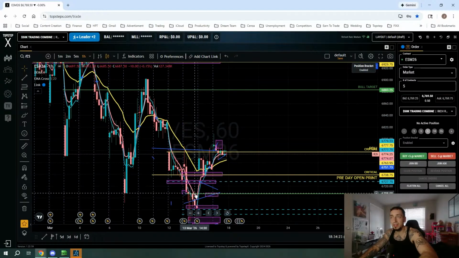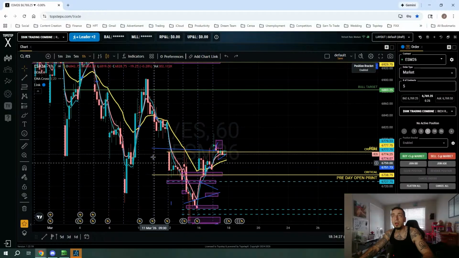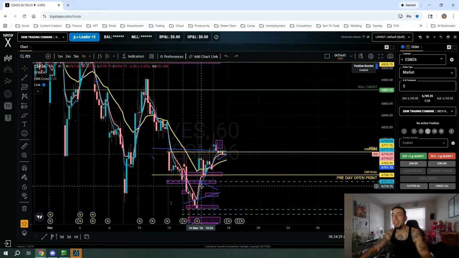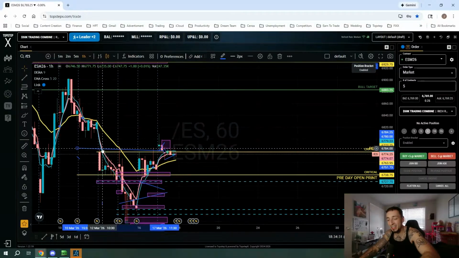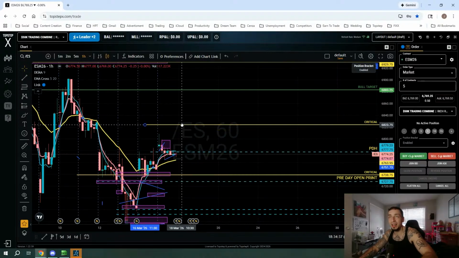Sometimes Top Step does this, and you see all these crazy lines. No. All right, Control Z. Shout out Bill Gates for creating Control Z, the undo button. All right, what is this? This is a key level right here.